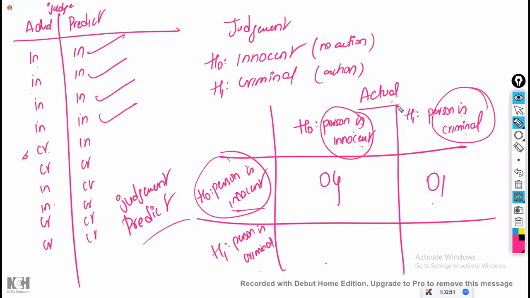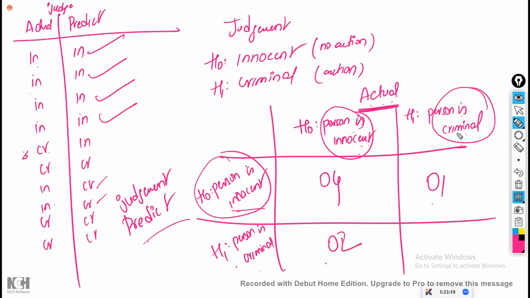Whenever I use the word actual, immediately you have to see this side. Whenever I say the judgment or predicted, you have to see from that side. Wherever the predict is there, from that side you have to see the predict word. Wherever the actual is there, you have to see from the actual word. Now actually the person is innocent and the judge has predicted as a criminal. Innocent person, criminal. How many people? 1, 2. 2 people he has judged as criminals who were actually innocent.